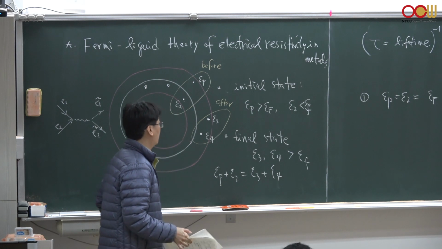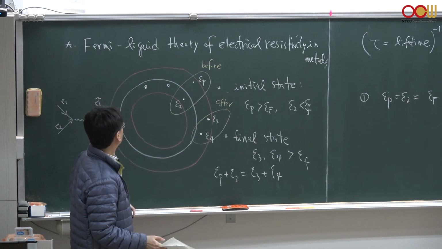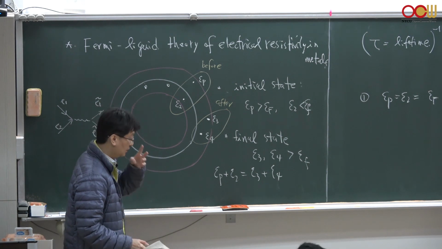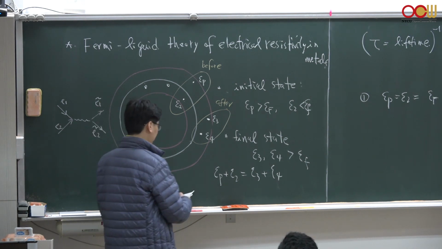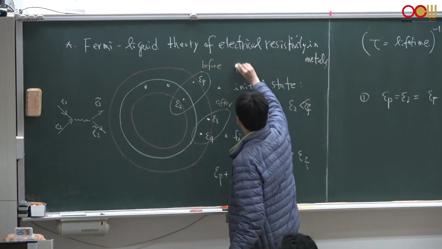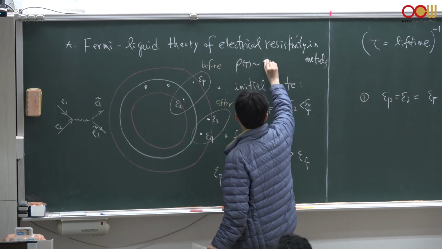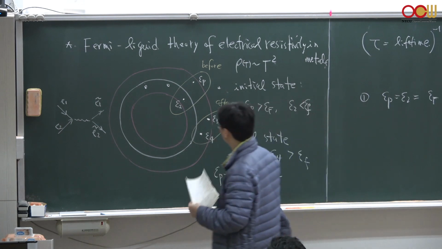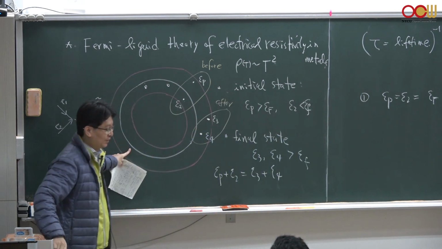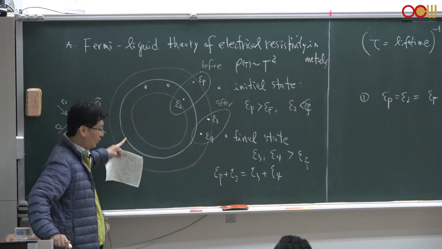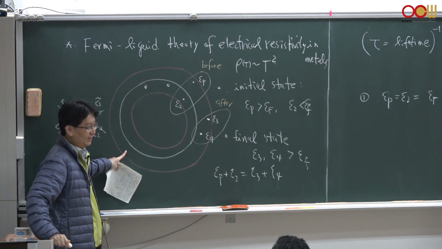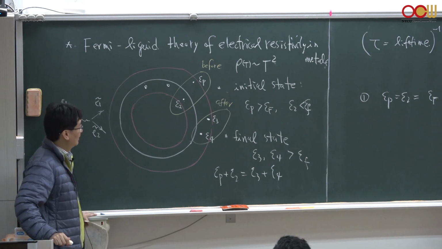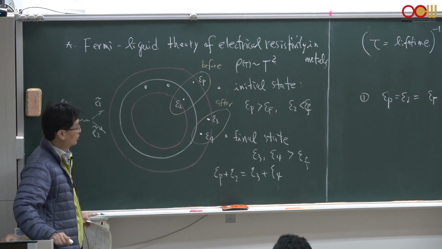So let's study this Fermi liquid theory of electrical resistivity in ordinary metals, which goes like T squared. We go back to this very important cartoon picture that we repeated over and over again. This is the most important picture for the first part of this course.